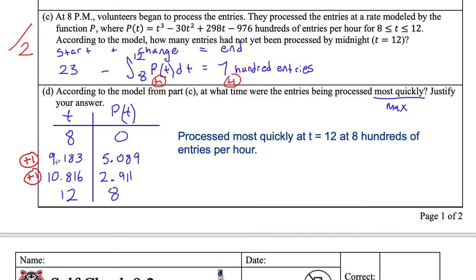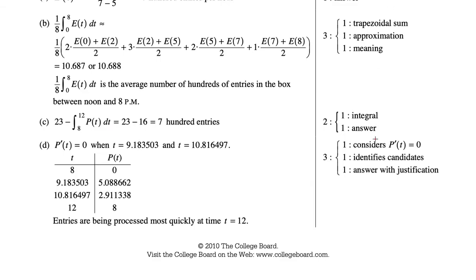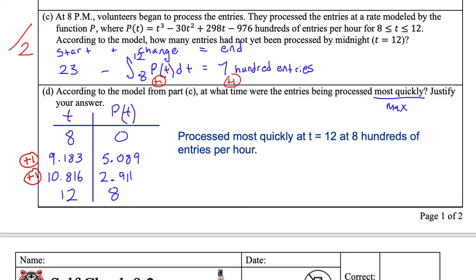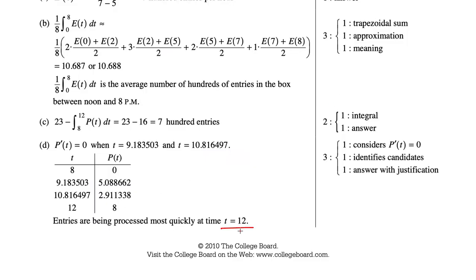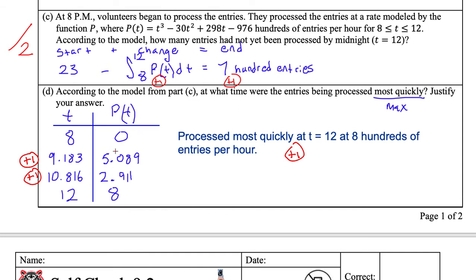One of them was saying, hey, we were setting it equal to 0. One of them is, hey, those are the answers when they're set equal to 0. And then finally, answer with justification. So our answer is, yeah, time is equal to 12 at 800 per hour. Boom, plus 1 point. And that's exactly what they say here too. Time is equal to 12. Our justification comes from our table. So that one was out of 3 points.